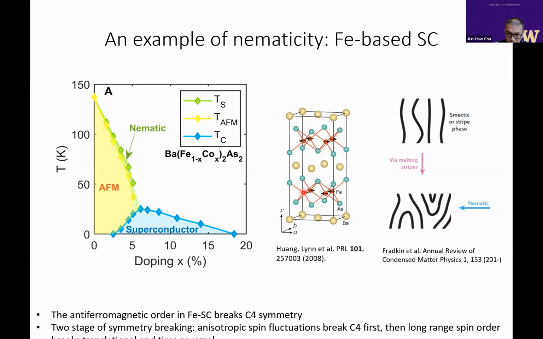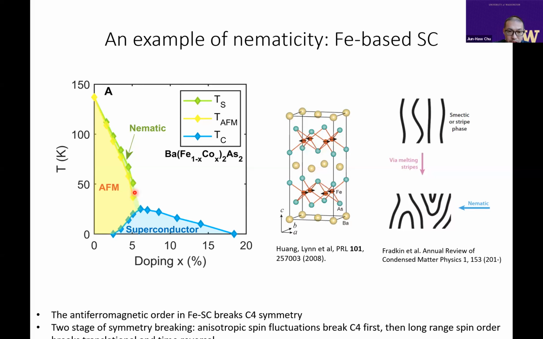So therefore, in the ground state, you have a phase that breaks the rotational symmetry, because X and Y are different. And you also break translational symmetry, because you double the unit cell by this antiferromagnetic modulation of spin. So this is the analogy of the smectic phase.